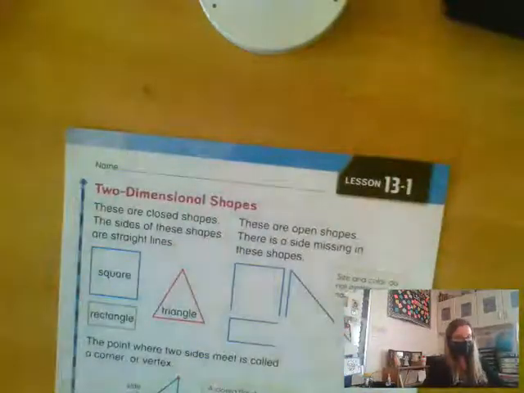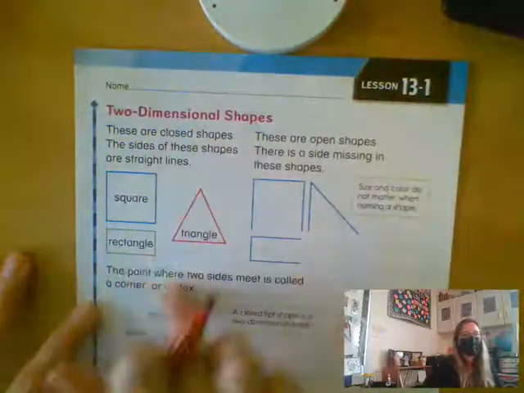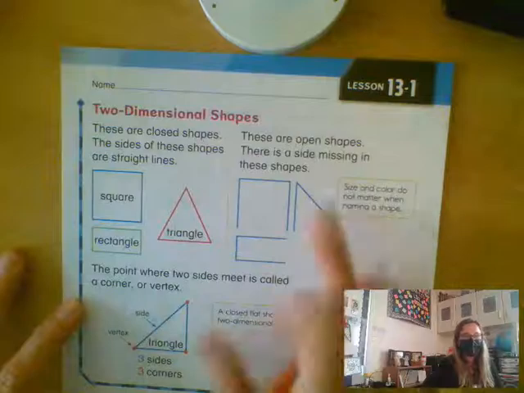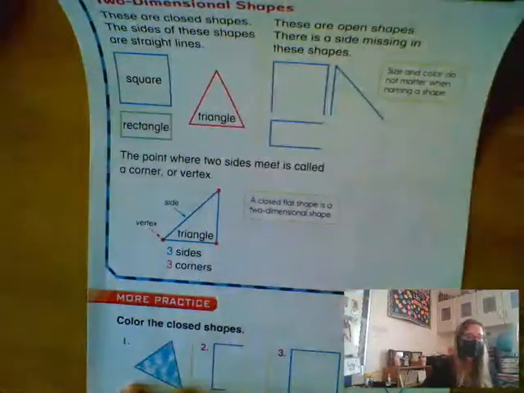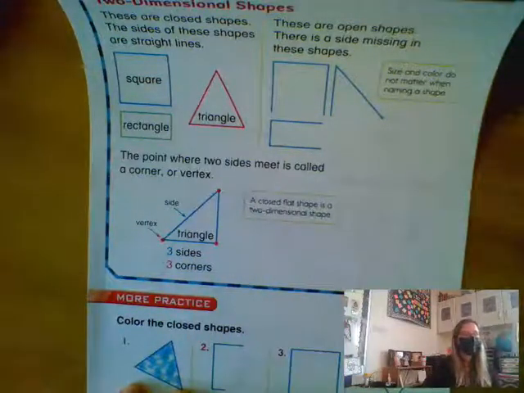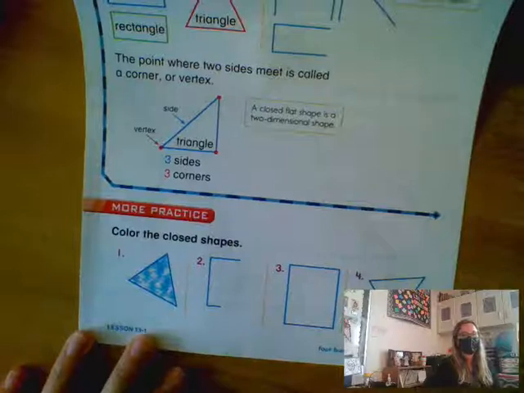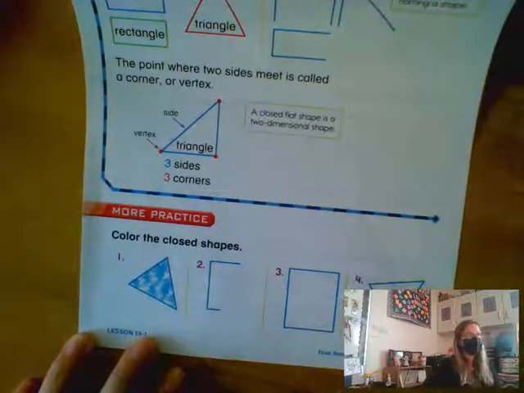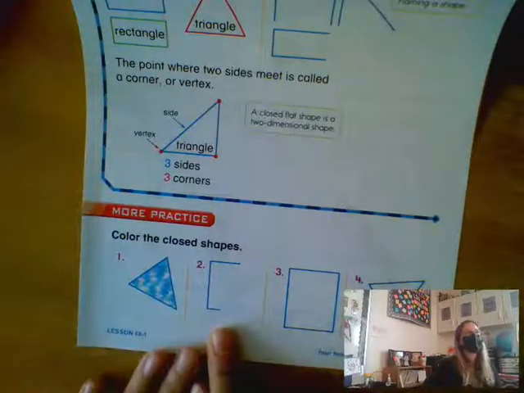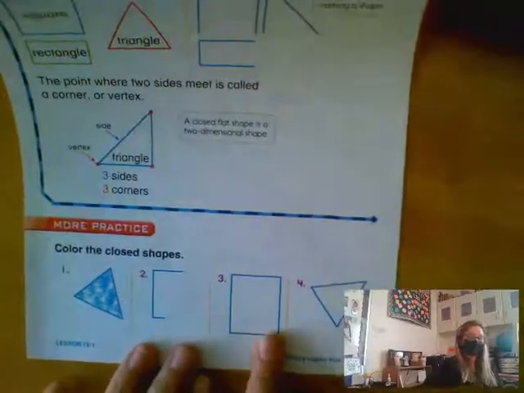All right, go ahead now, go to the top of the next page. Again, we're just reviewing. These are our closed shapes. These are our open shapes. Remember that the sides are the flat sides and the corners are called vertexes or vertices. It says for number 1, 2, 3, and 4, it says color the closed shapes. So the first one they colored because it was closed. Is number 2 a closed shape? No. Should we color it? No. Is number 3 a closed shape? Yeah, let's color it.